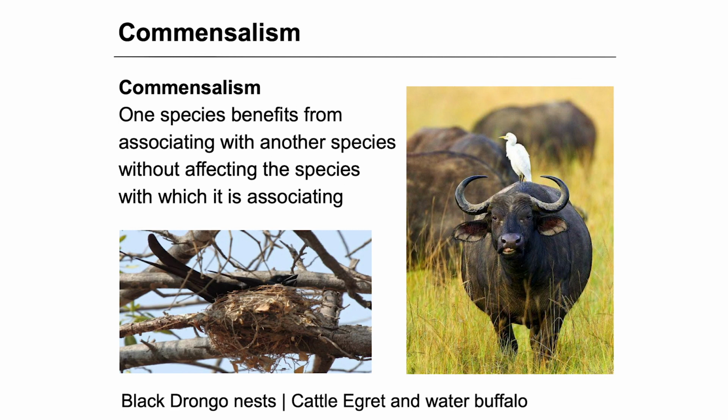Commensalism is another kind of interaction where there are two species involved. One species benefits from associating with the other species, but it does not affect the other species that it's associating with. So the famous thing with the buffaloes and the cattle egret: the buffaloes walk through the grass, they disturb insects, which the cattle egret benefits from, but it makes no difference to the buffalo, right? So it's a commensalistic relationship between the buffalo and the cattle egret.